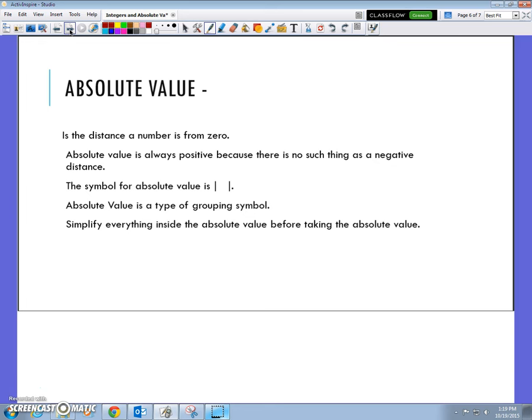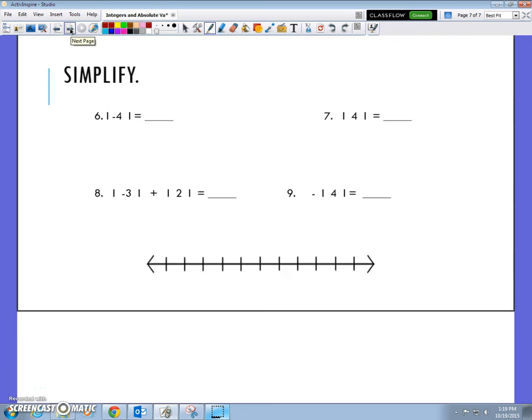An absolute value is a type of grouping symbol, meaning if there's anything to do inside of it, you would simplify first, and then you take the absolute value of whatever was left inside the absolute value sign. And they look like this. They're two big straight bars. If this is a parenthesis sign, the bars would look exactly like a parenthesis sign, but straight up and down. Those are called absolute values, and actually it represents the distance from zero. That's going to be really important.